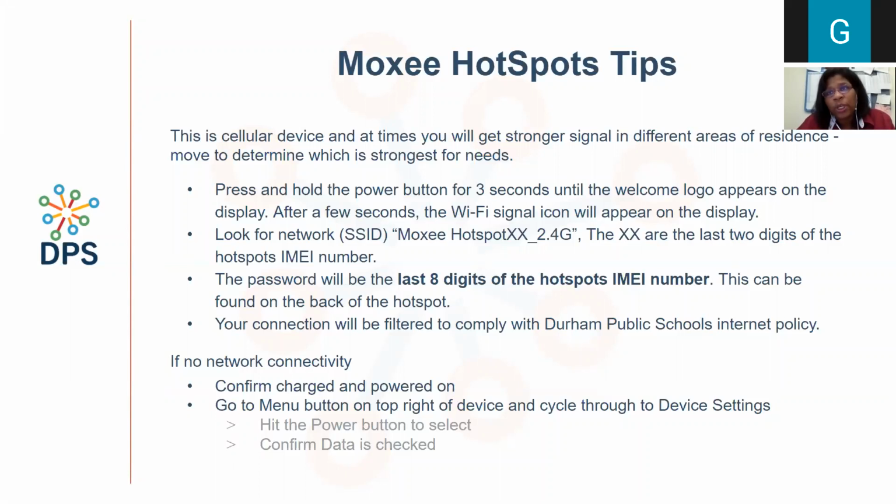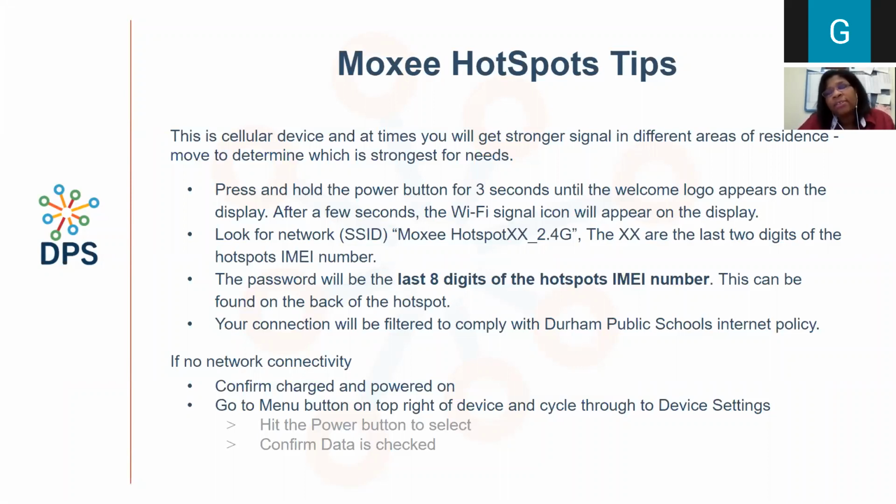Press the power button to select device info, and you can go into device info and be able to see this information as well. When you go to Moxie 2.4, it will show you at the bottom, it will say password. And again, it will be the last 8 digits of the IMEI number for the password so that you can be able to connect.